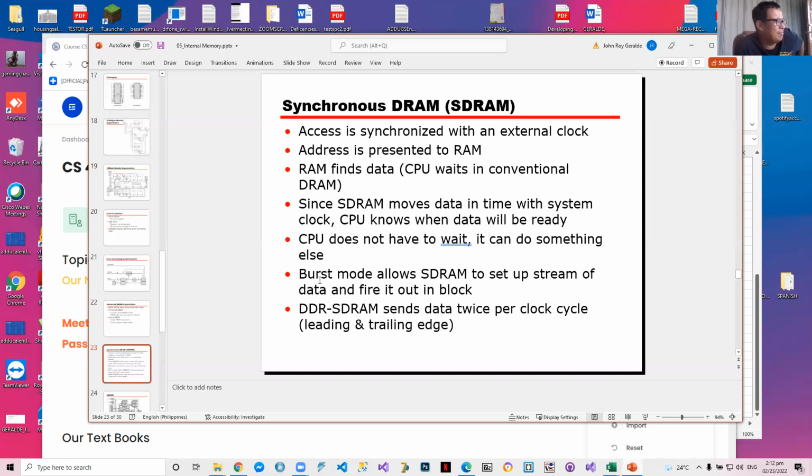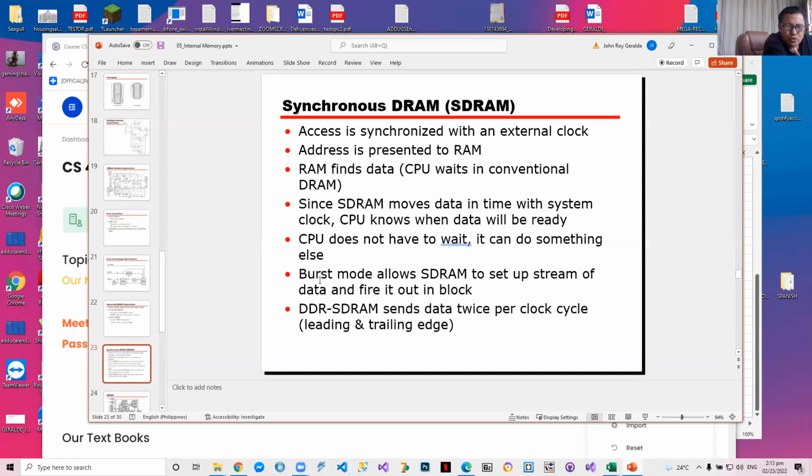SDRAM, this is what SDRAM means: synchronous DRAM. Its access is synchronized with an external clock, which means that there can be an external clock. Just like an ordinary RAM, one of the inputs is the address. Now, SDRAM is synchronized with the CPU clock. Do you follow? Access is synchronized by an external clock, which means it doesn't have an internal clock by itself. So since SDRAM is driven by an external clock, it can be driven along by the CPU clock. So it's synchronized with the CPU timing. The CPU does not have to wait; it can do something else.